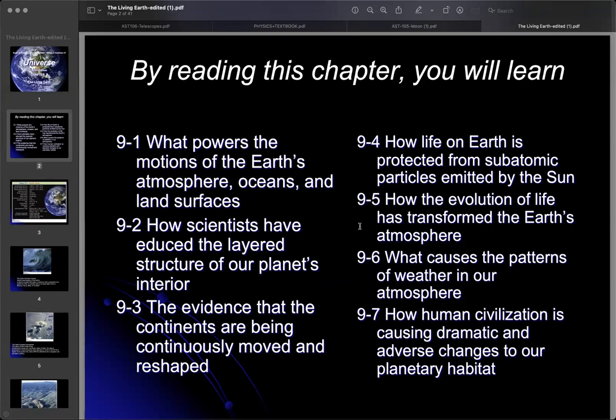Actually, the last three parts are not really discussed in that much detail, but all the other parts are discussed in quite a bit of detail.